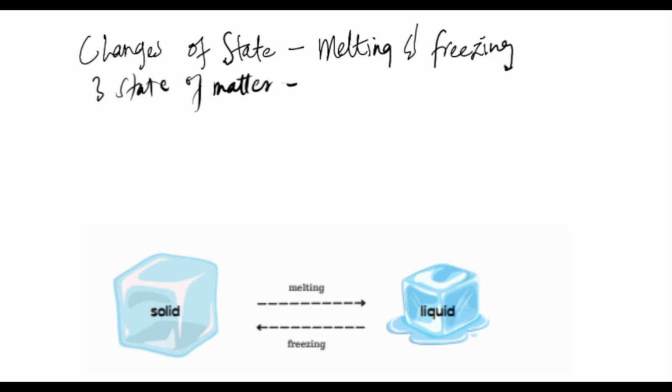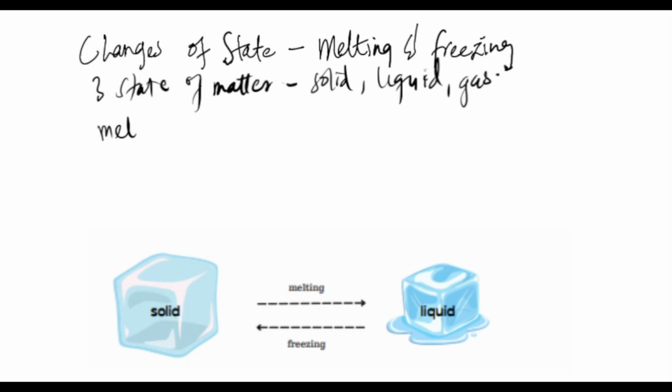So with the three states of matter, we know we have solid, liquid, and gas. Now, each of these three states of matter has its own properties. I've already done a video on that. I'll link it in the description below and also at the top right corner of this video. All right, so let's move on to melting and freezing.